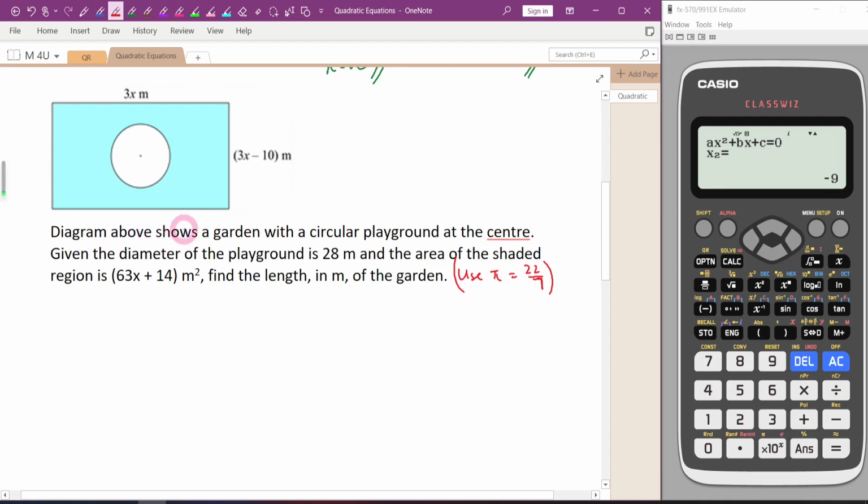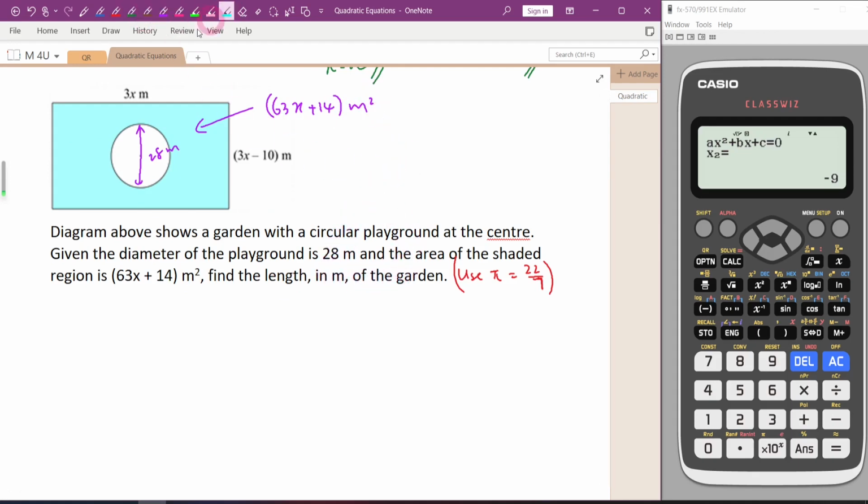The diagram above shows a garden with a circular playground at the center. Given the diameter of the playground is 28 meters. Let me label it down first. This is 28 meters. And the area of the shaded region is 63x plus 14 square meters. Find the length in meters of the garden.